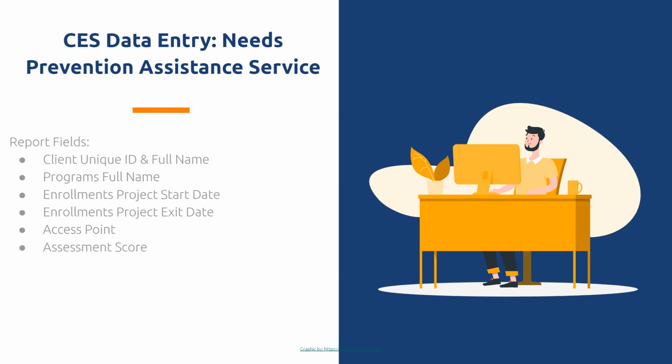The head of household must have an assessment score of at least 12 points to be eligible for prevention assistance services. The head of household will also need an active needs prevention assistance service entered within the last 7 days so as to remain active on the waitlist. Service providers can filter the access point column on this report to review clients from your agency that are being currently served.